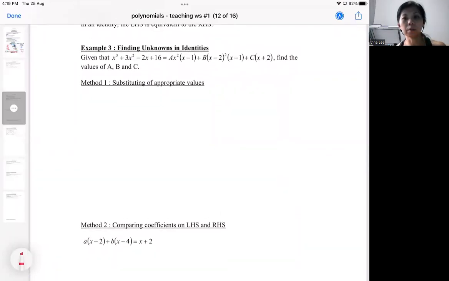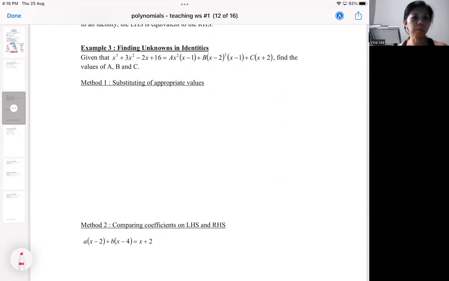So in this section, we will also be learning something called identities. The meaning of identities is that the expression on the left is equal to the expression on the right. Which means whichever values of x you sub, if you sub it on the left and on the right, you will get the same value. The value on the left side and the value on the right side will be the same. So that's why we have this method called substitution, which is supposedly quite an easy method.